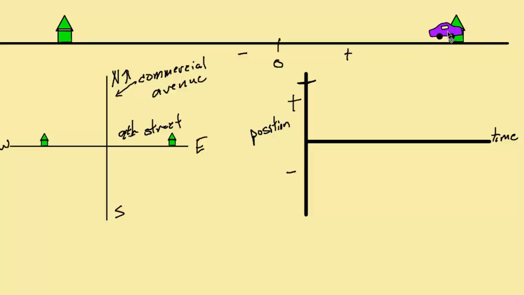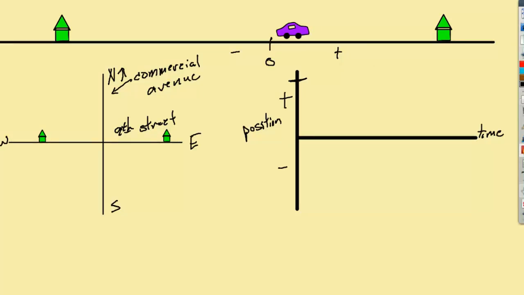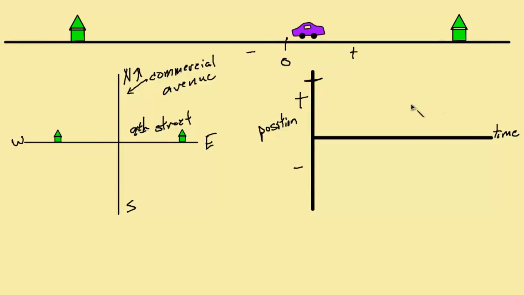And let's take a look at what's going to happen as our car moves to the left. Well, we're on the positive side of Commercial Avenue, but we're moving to the left. So what will that tell us? That means we're going to have a slope that's going to move in the negative direction, doesn't it? Yes, if you think about it, our slope is going to be negative. So let's take a look at how that would look.